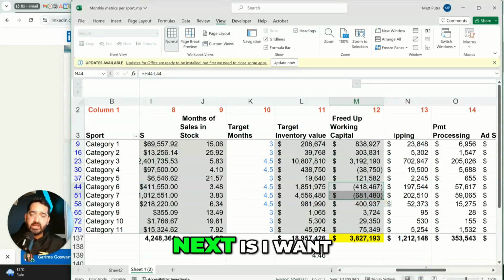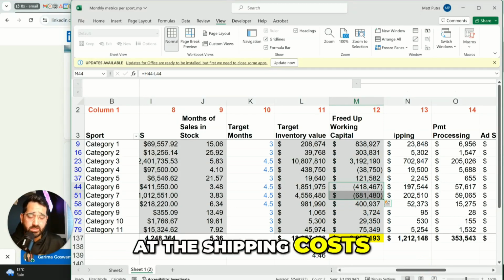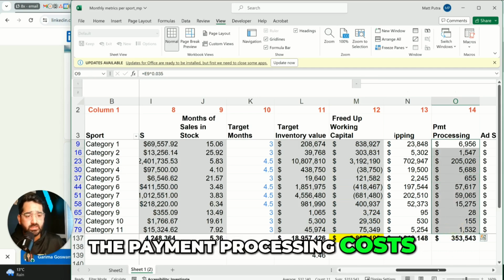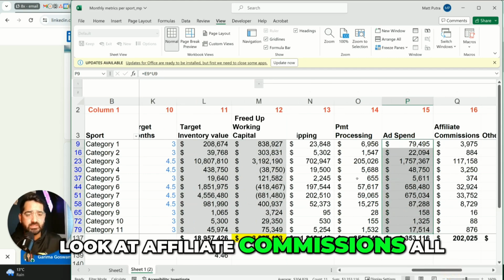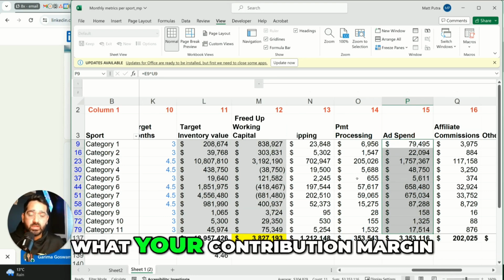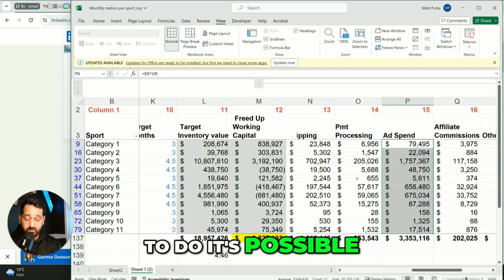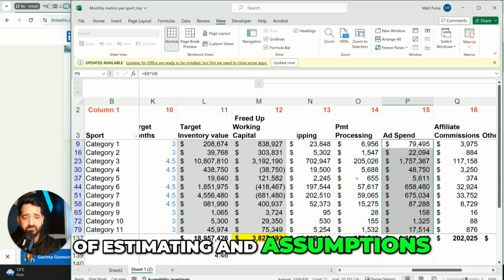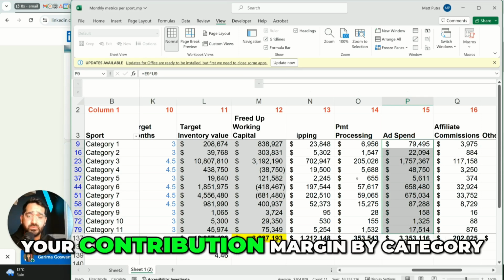What I want you to do next is go in here and look at the shipping costs, the payment processing costs. I want you to look at the ad spend. I want you to look at affiliate commissions, all by category. Why? Well, contribution margin. You need to know what your contribution margin is on a category level. Ideally, you can find it at a SKU level. It's very, very difficult to do. It's possible, but it's very difficult, and there's a lot of estimating and assumptions involved. But at the category level, it's more possible. So you need to understand your contribution margin by category.